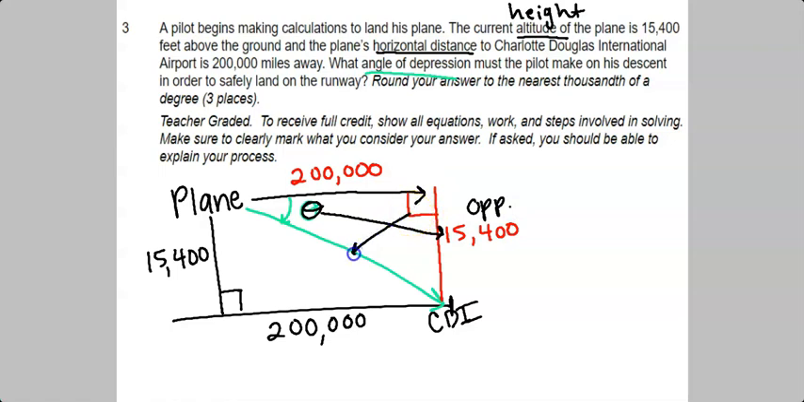This is our right angle. That means this diagonal line is our hypotenuse, and this leftover side is our adjacent. All right, so let's focus on what we're given and what we need to solve for.